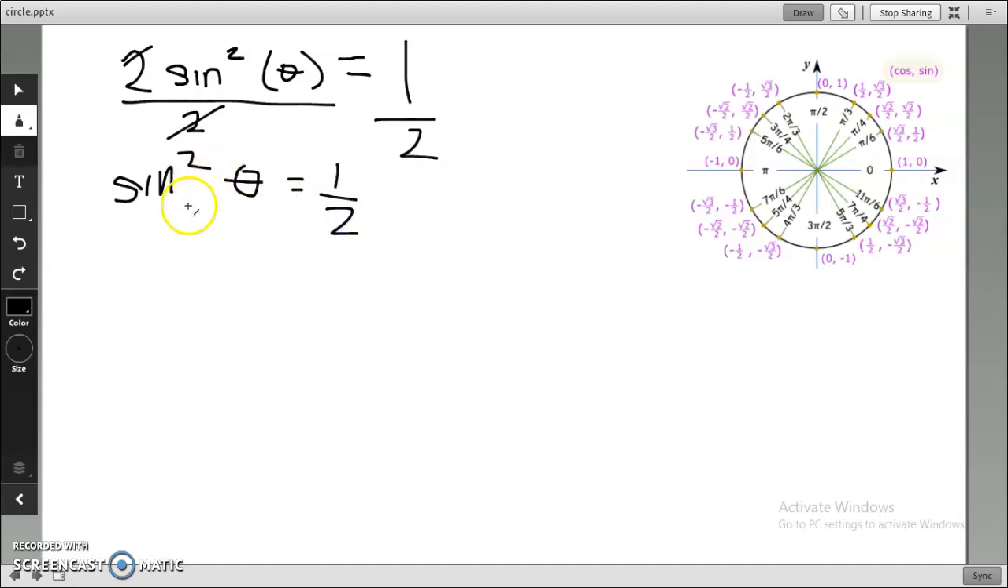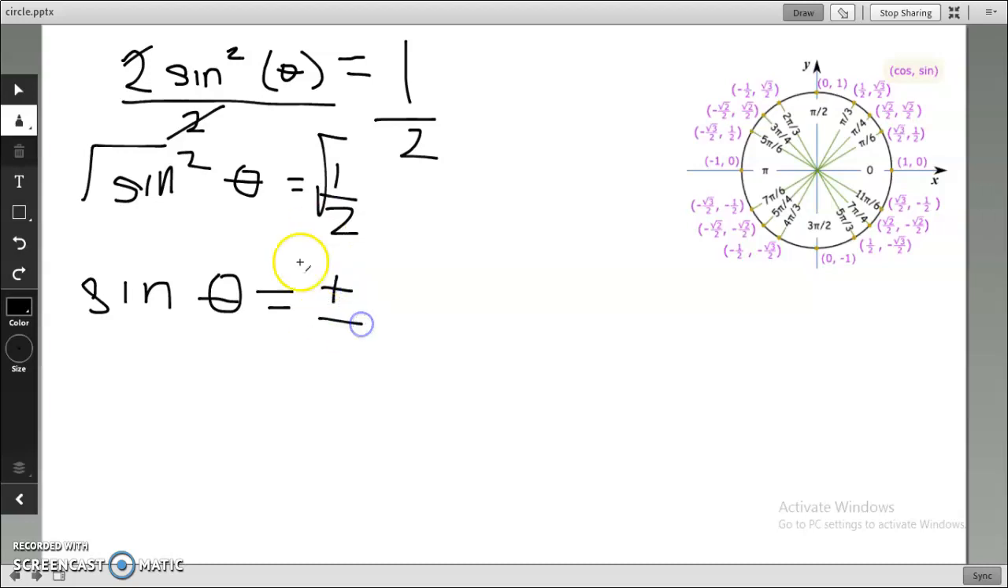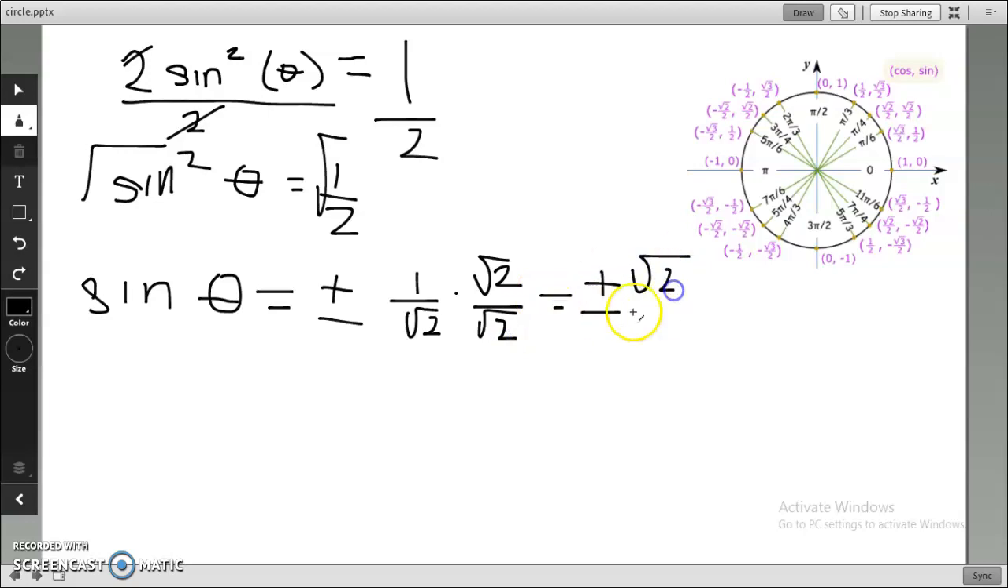Well, I have this squared, so let's take the square root of both sides. And so I get sine theta is equal to, now when we take the square root, we know it can be either plus or minus, so it can be either a positive or negative. The square root of 1 is 1, and I have just plain old square root of 2 at the bottom. Can't leave it like that though, so I'm going to multiply the top by square root of 2 and the bottom by square root of 2 to rationalize, and I get plus or minus root 2 over 2.